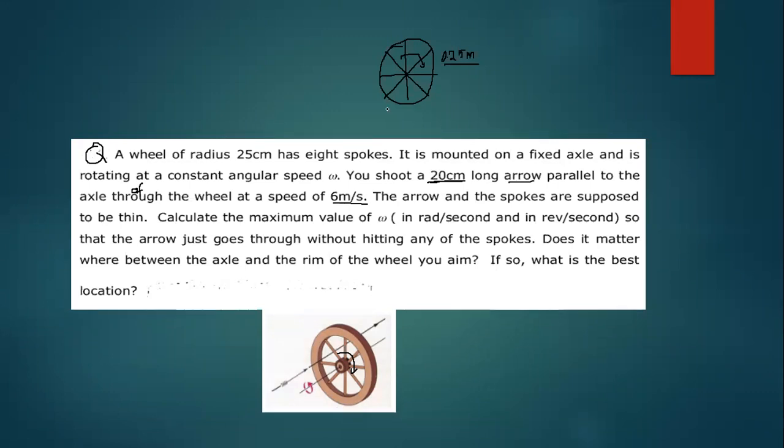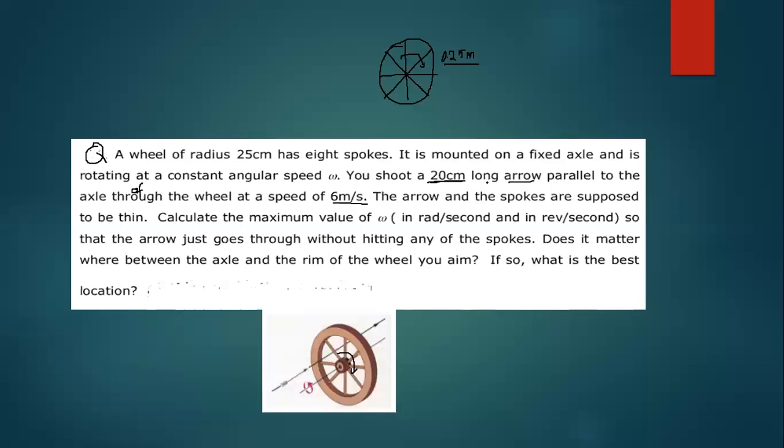Okay. So, for the sake of our friend Precious who has come through, I'll just read this question one last time, and then we see how we can start solving. We have a question which is talking about a wheel of radius 25 centimeters. This wheel has 8 spokes, and it is mounted on a fixed axle which is rotating at a constant angular velocity. So the wheel is rotating at a constant angular velocity.